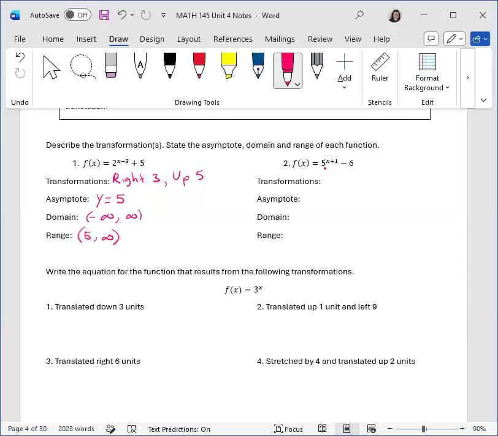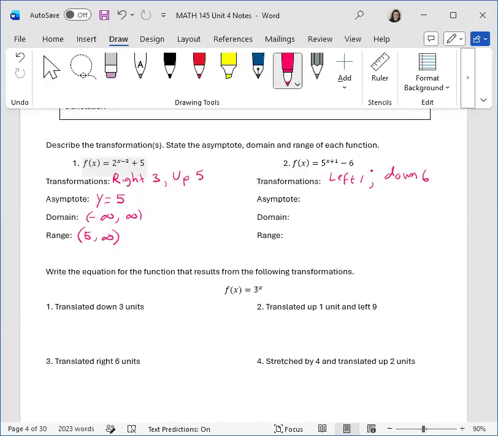Okay, the next example, 5 to the x power would be the parent function. Plus 1 is a transformation. Minus 6 is also a transformation. So the transformations that are occurring, we're going left 1 unit and down 6 units. H is 1, K is 6. H is actually negative 1, excuse me.